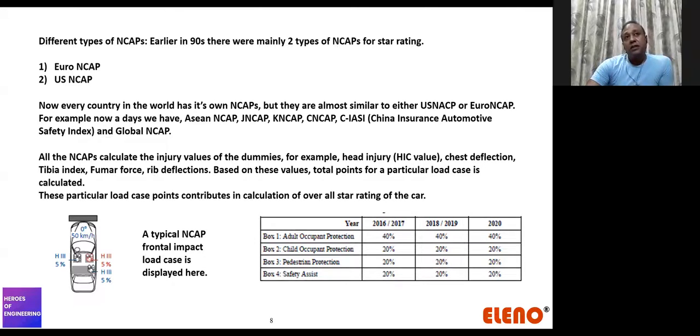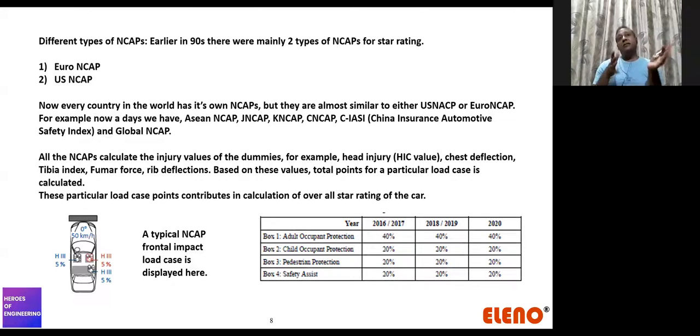So here I have met with the director of the Euro NCAP. His name is Andrea C. And he told me that they are planning to make a global NCAP. And the biggest challenge for them is, you know, there are a lot of NCAPs and every country is having its own NCAP. Let's say Tata wants to sell Indica in Europe. They have developed a car and now they want to sell it in Europe. So definitely they have to get the 5-star rating as per Euro NCAP.